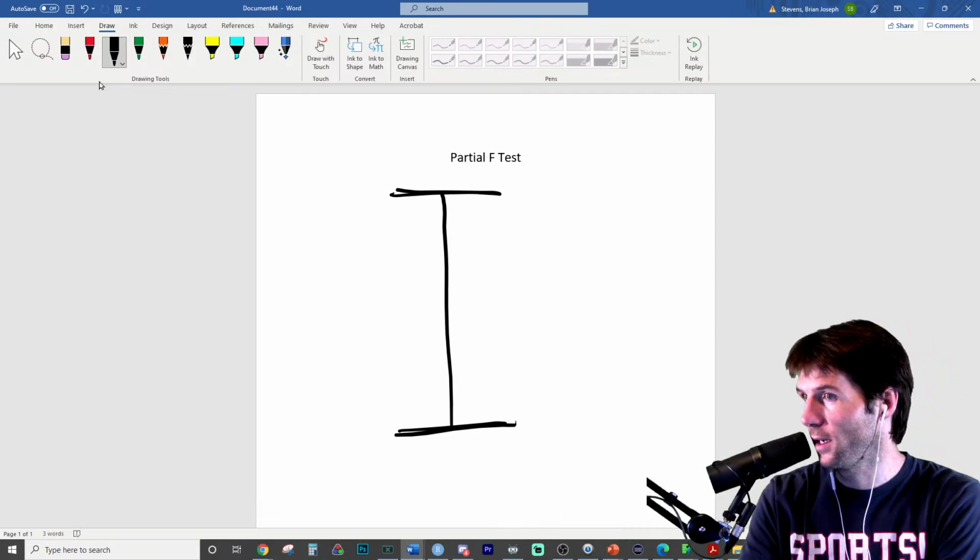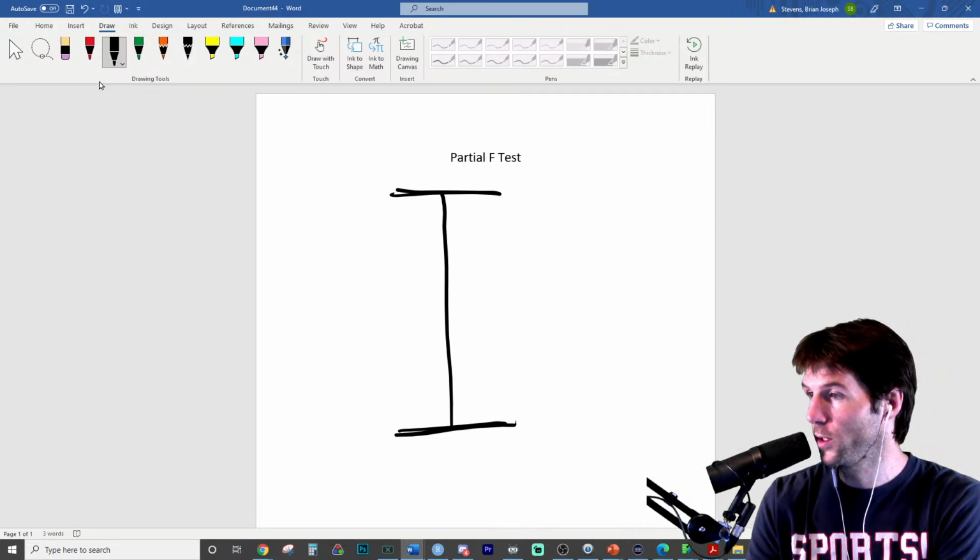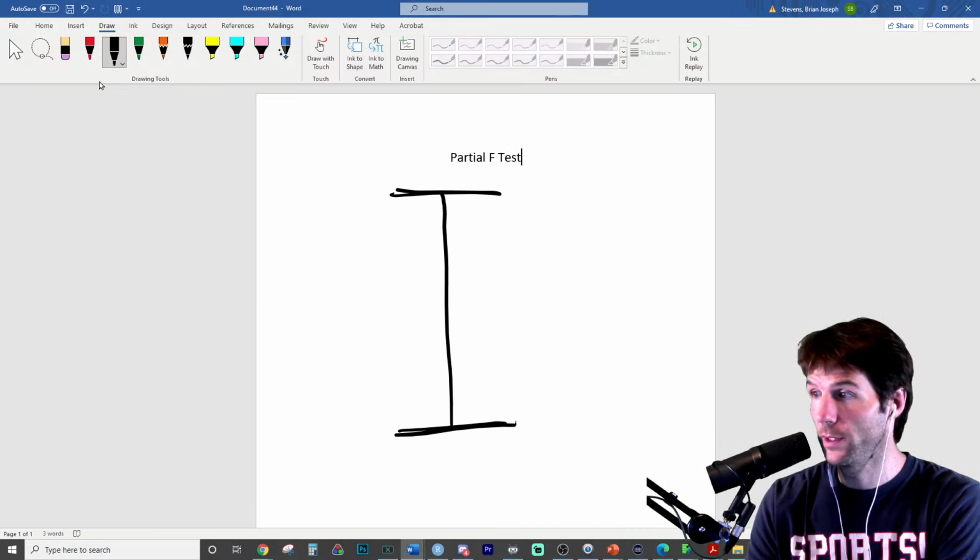What is the model with nothing in it called? The model with nothing in it. Nothing at all. Nothing at all is called what?